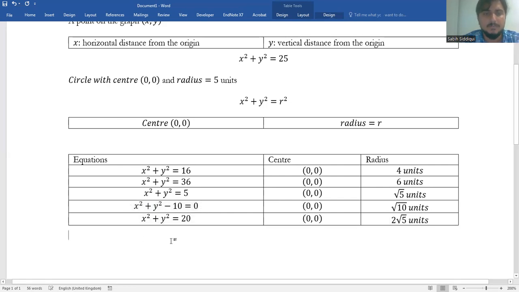So these are a few examples and a few forms in which you can write the equation of a circle and get its center and radius. Okay, moving on now.